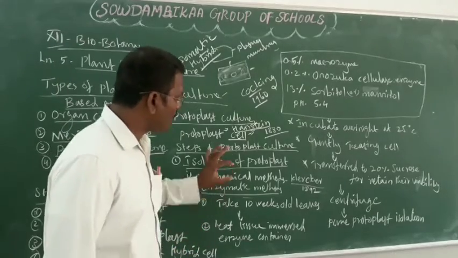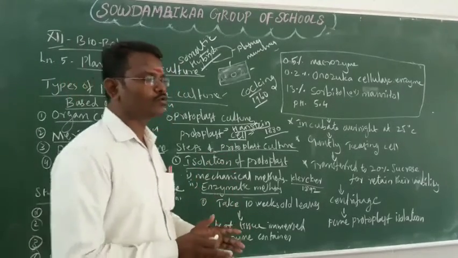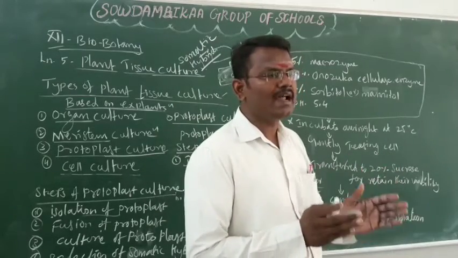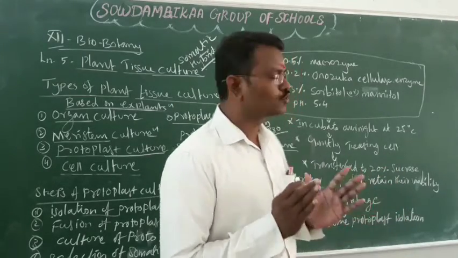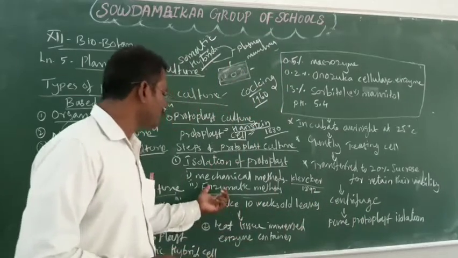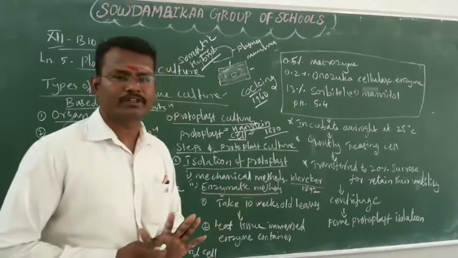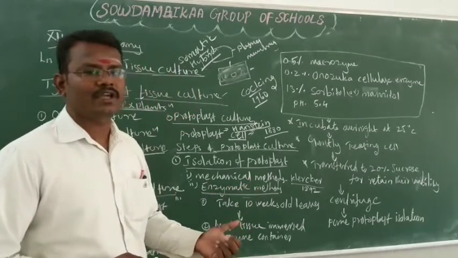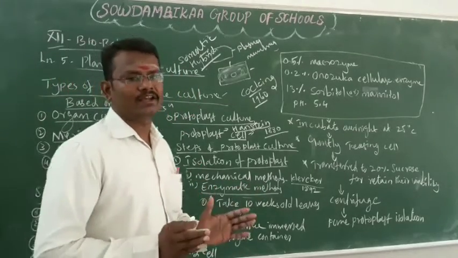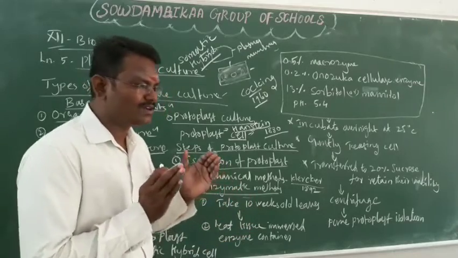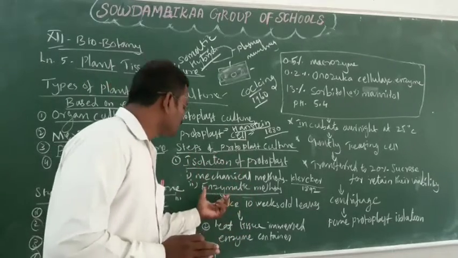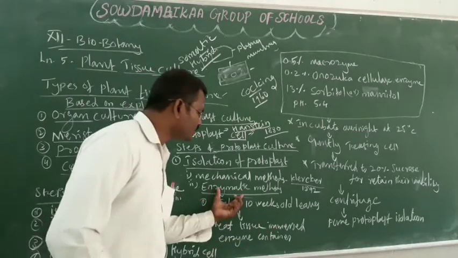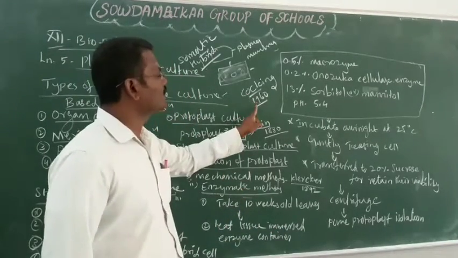Sometimes they ask a question: how can we produce naked protoplasts? Two methods: one is the mechanical method, another is the enzymatic method. The mechanical method gives a poor yield of protoplasts, so it is not followed. Next, the enzymatic method was introduced by Cocking in 1960.